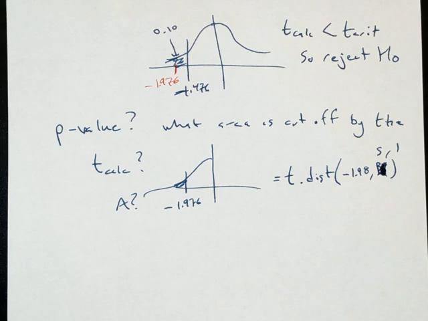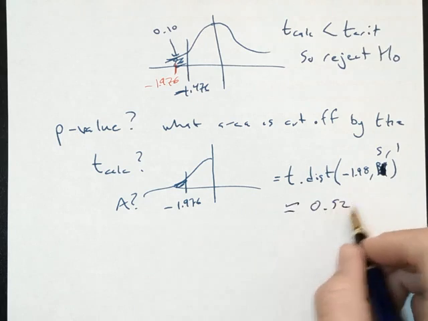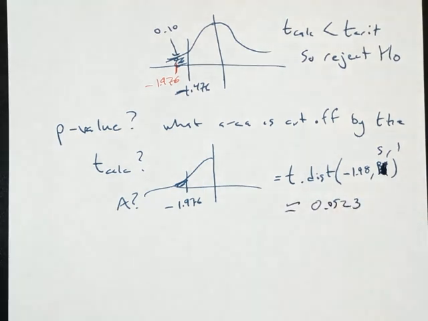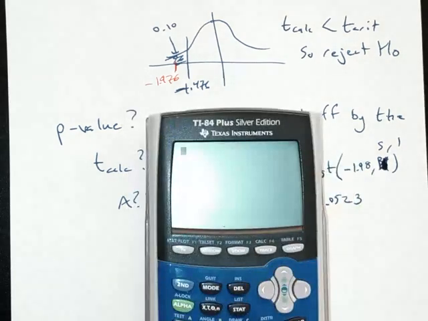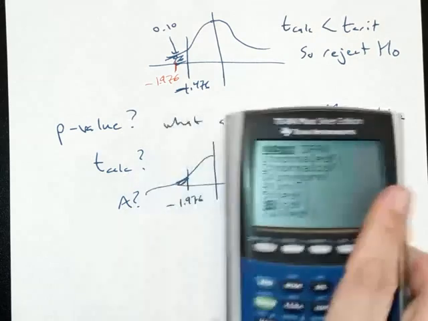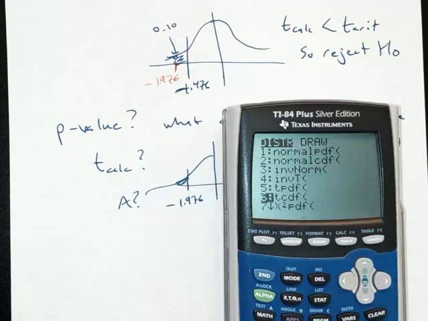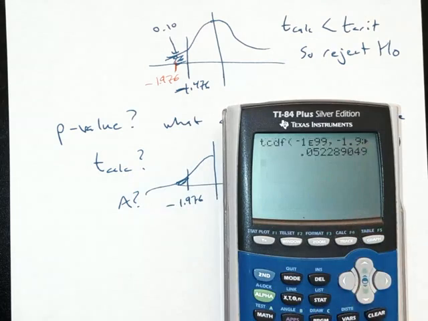What'd you get? 4, 5, 2, 3, 11. Okay, and if I do that on here, I go to the distributions, and I say, oh, I want the t that's cumulative. And I can say, give me negative 1.98 as a number, 5 degrees of freedom. Same number, yes?